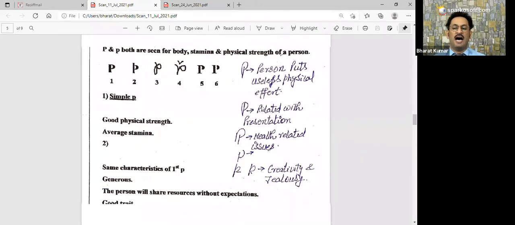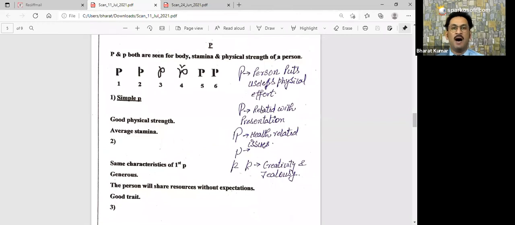these people are generally related to the marketing field, or they have to present many things in front of many people. If you are using the third type of P, they generally have health related issues. If you are using the last kind of P, they have creativity and jealousy in their mind.